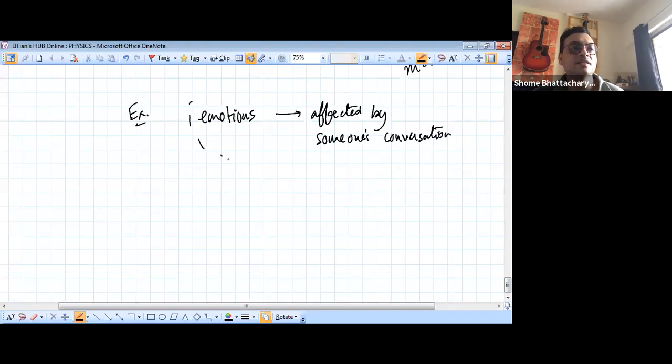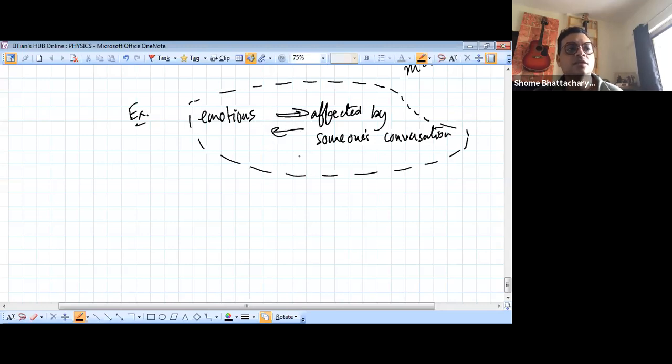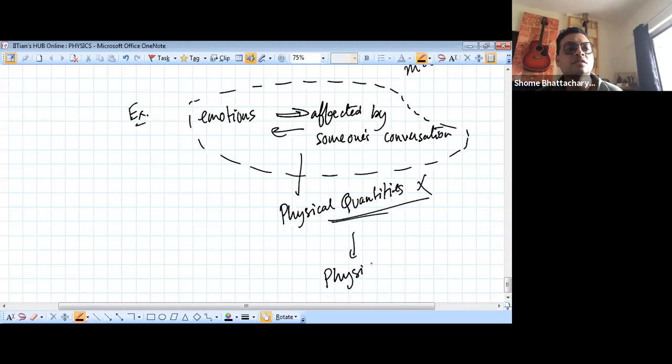Now, two things are interacting, emotions and conversation, or you can say communication. There is a two-way interaction between the two. But is this physical? Is this a set of physical quantities? The answer is no. They are not. So will this come in the domain of physics? No, it will not. But the working of an electrical circuit, yes. The working of a radio antenna set, yes.